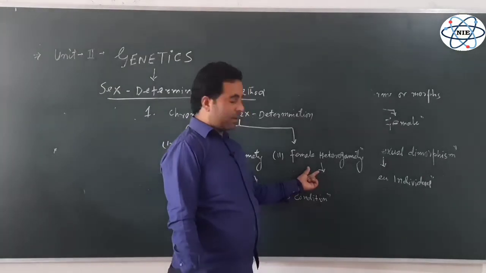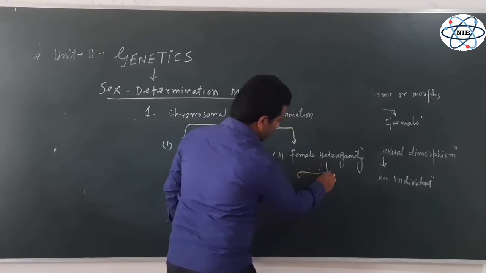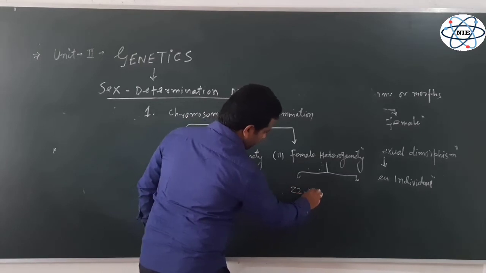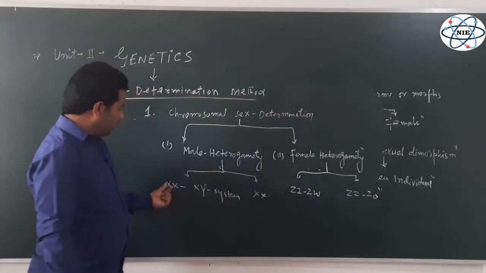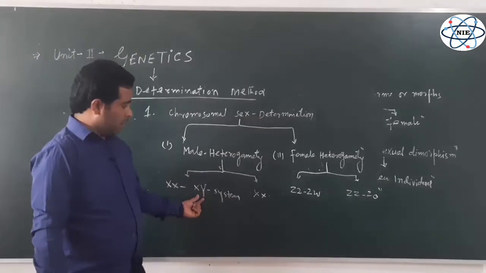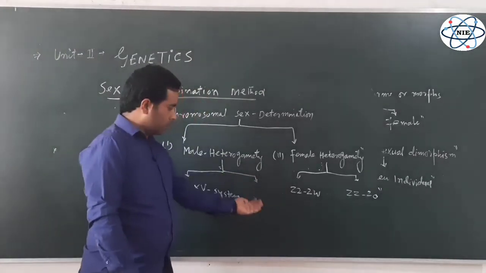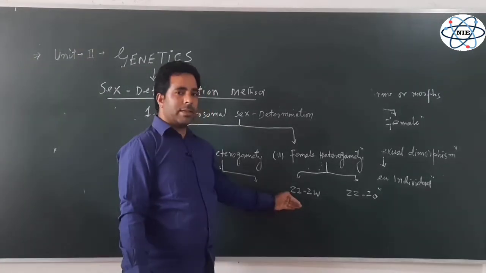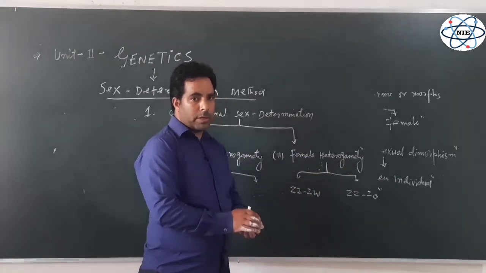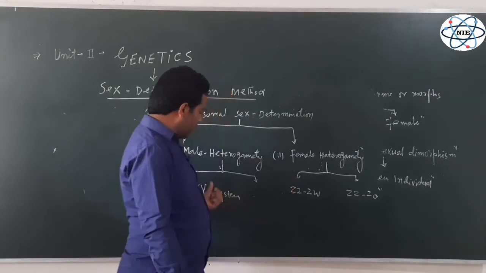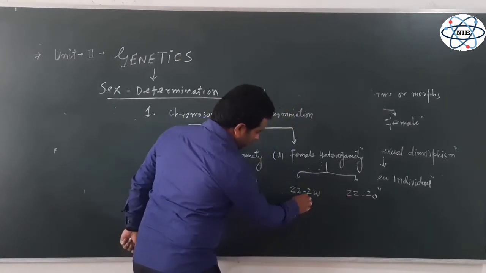If we explain this one, we can write like this. It is ZZ-ZW and another is ZZ-Z0. See, the chromosomes were X and X, X and Y, right? We have simply changed the alphabets. We have replaced the alphabets so that you will not be confused. Instead of XX or XY, here we have used different alphabets in order to show you that here the female is capable of producing different types of gametes. So that is why I changed XX or XY to ZZ-ZW, ZZ-Z0.